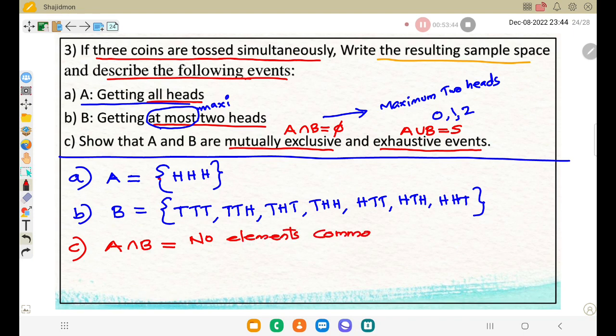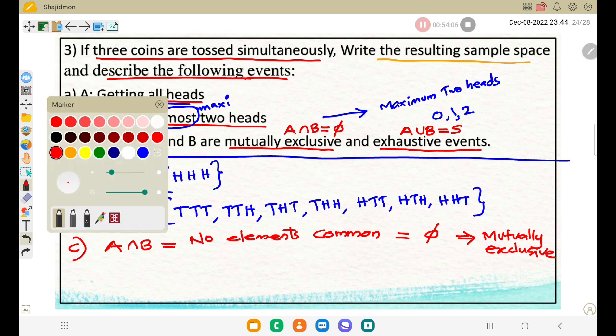No elements common. That means what is A intersection B? Equal to the empty set. That is the answer. So it is mutually exclusive, correct? That means mutually exclusive. Hope you understood that one. Just to check the intersection: if you are getting empty, that is mutually exclusive.